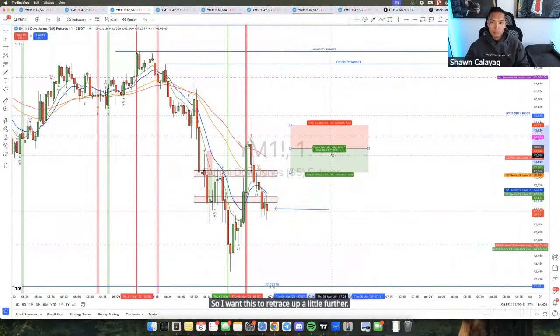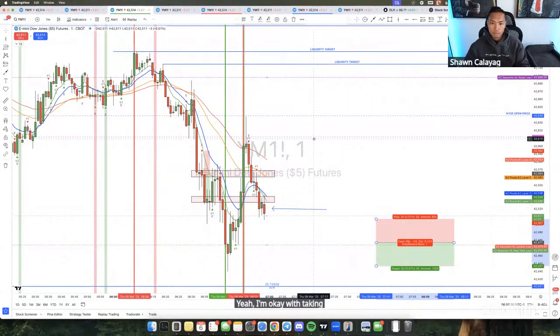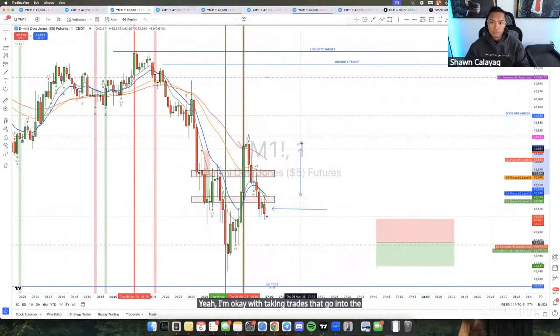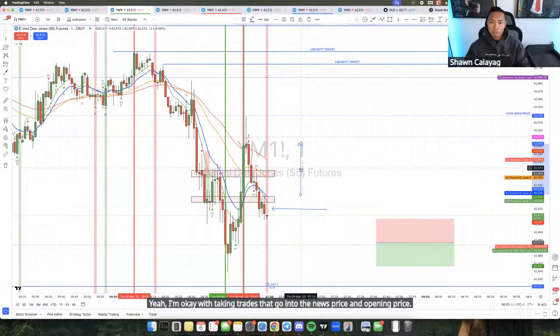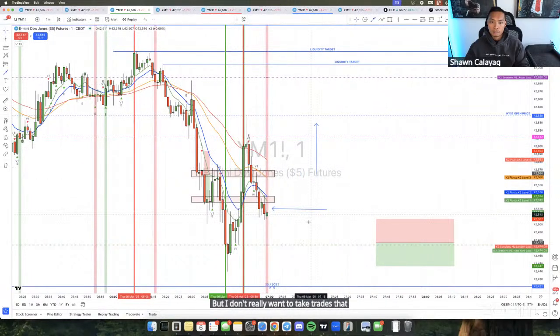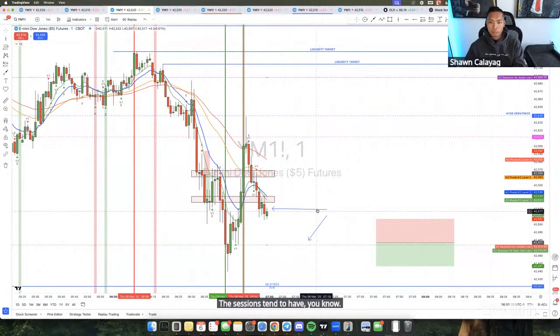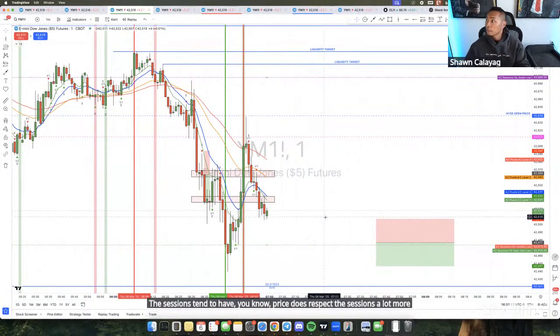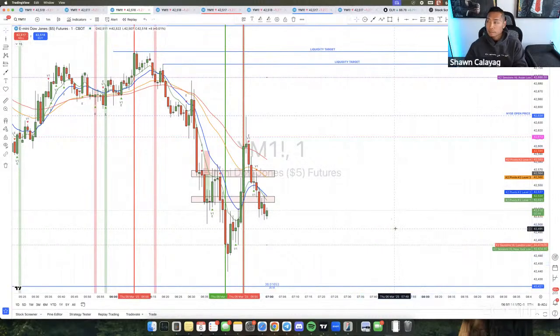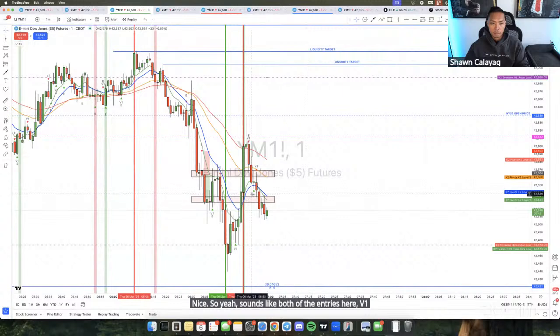Yeah, I'm okay with taking trades that go into the news price and opening price, but I don't really want to take trades that go into the sessions. The sessions tend to have, price does respect the sessions a lot more. Nice. So yeah, Sam took both of the entries here, V1 and second V1 right there, the downside.